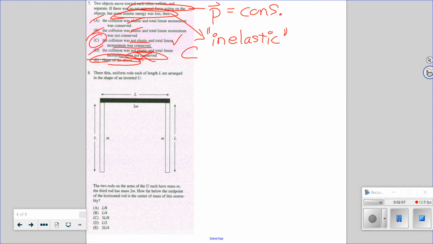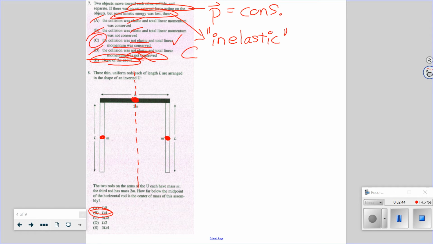Okay. Three thin uniform rods. It's L over 4. Why? For each rod, you can think of it in terms of its own center of mass. You can combine the two lengthwise ones and basically think of it in terms of a T. The center of mass of the vertical portion of the T is going to be at L over 2. And then you basically just do a torque problem with your two centers of mass. It doesn't even need to be torqued.